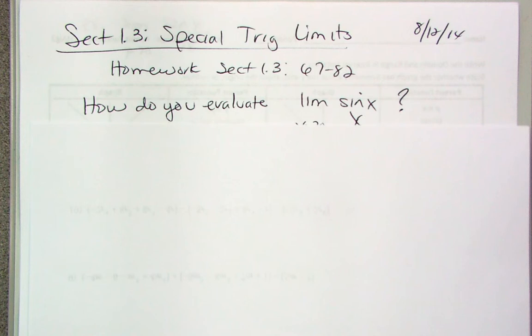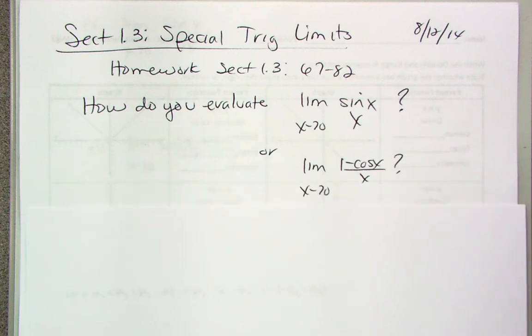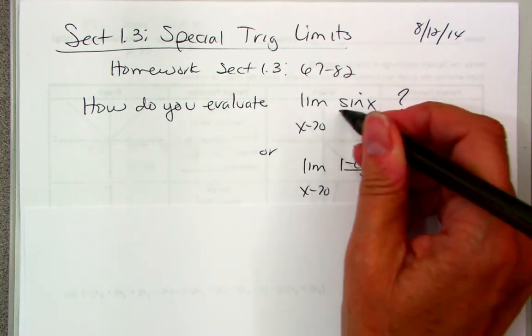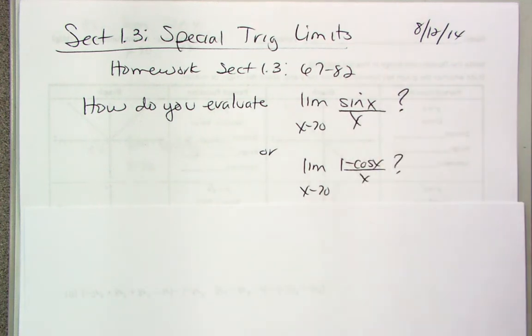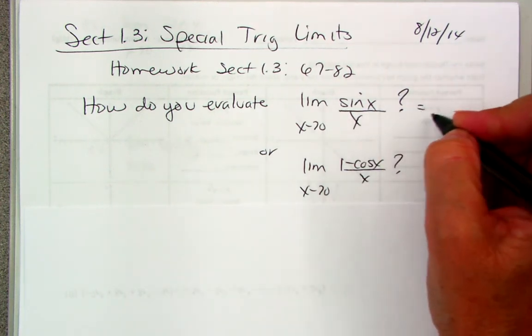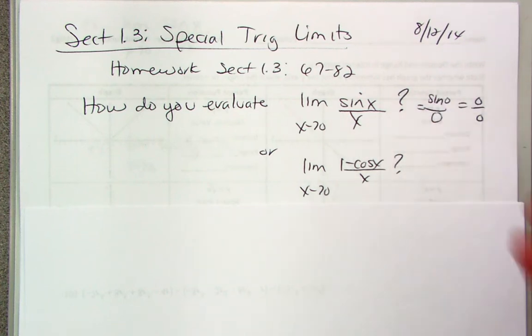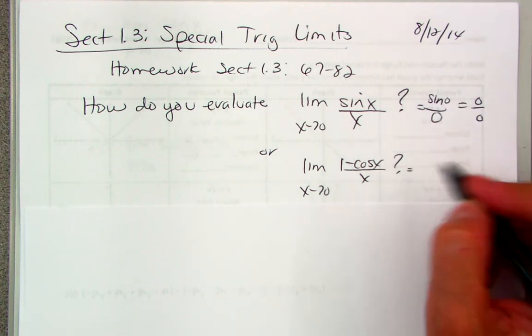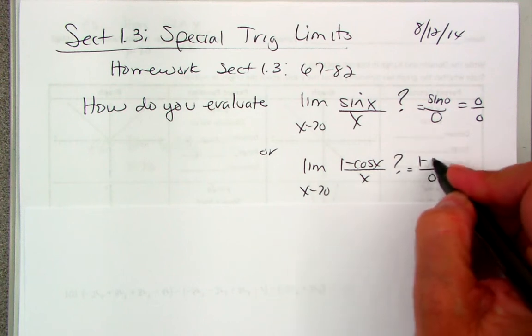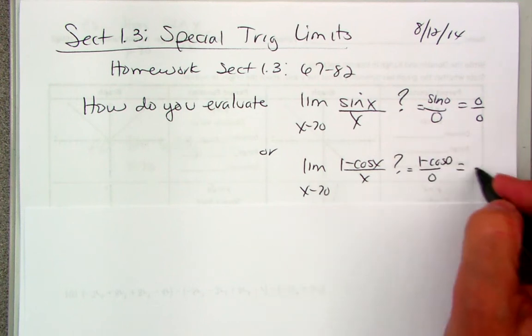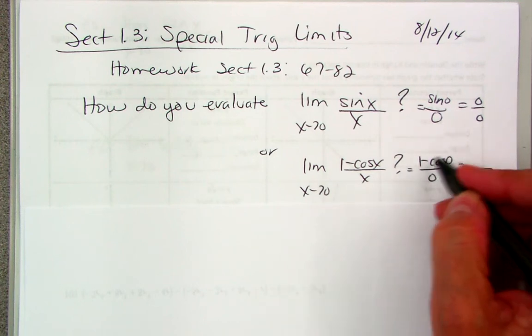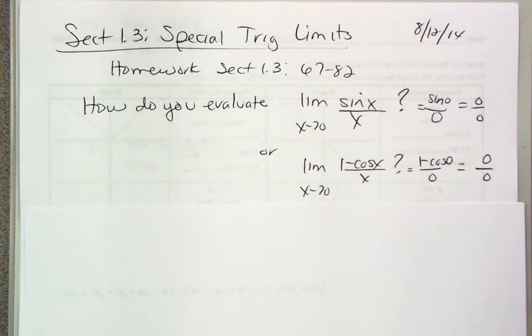For an example, let's find out a problem. Why do we need these special trig limits? How do you evaluate the limit of sine of x over x as x approaches 0? By direct substitution, sine of 0 is 0. It's indeterminate. Again, on this one here, direct substitution: cosine of 0 is 1, but 1 minus 1 is 0, indeterminate.